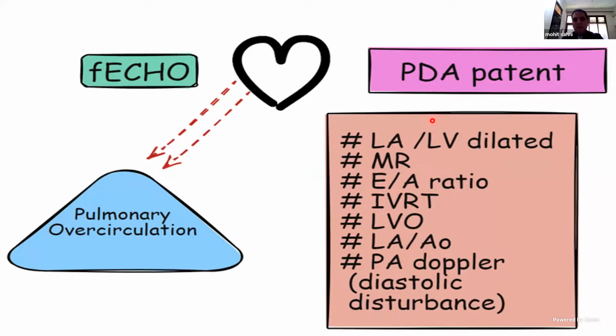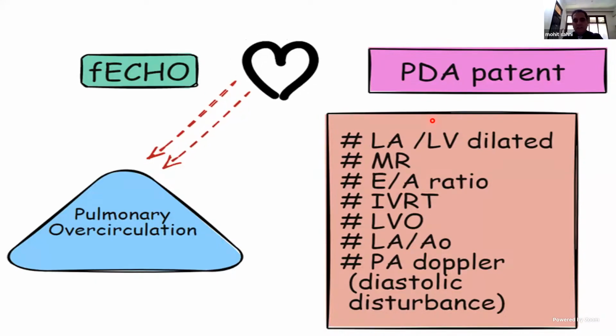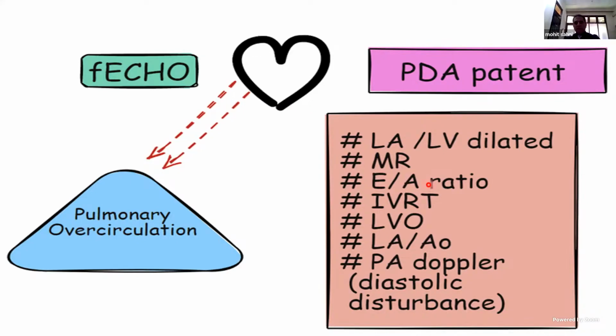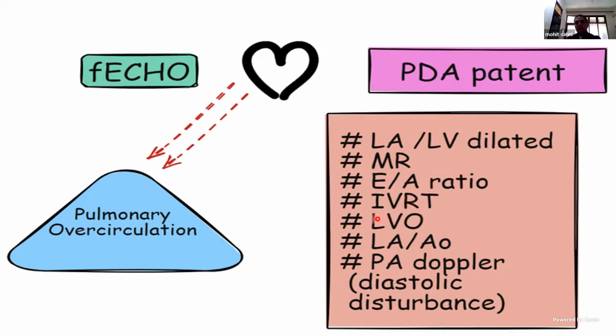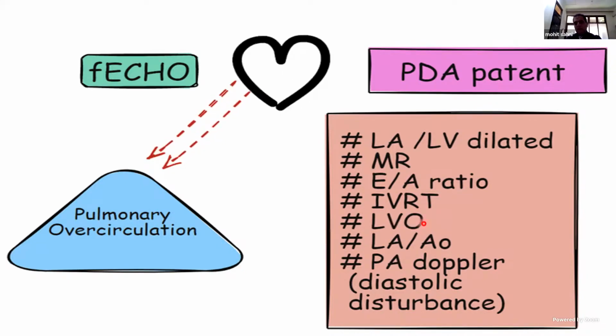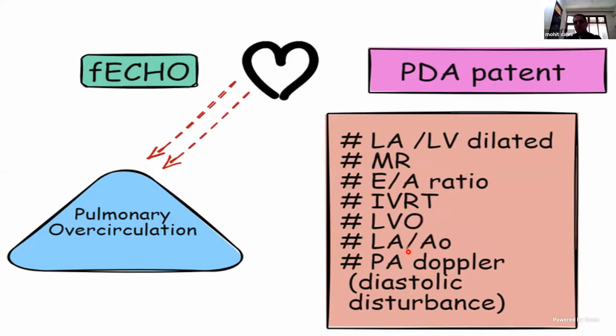Next, I will put color on the mitral valve and look for mitral regurgitation, MR. Then we do an inflow from the mitral valve with pulse wave Doppler and check the E by A ratio. What the E by A ratio is, I will discuss. Then we do IVRT, isovolumetric relaxation time. We calculate the left ventricular output, LVO, that is how much volume has been passed out. Then in the parasternal long axis, we do the LA by Ao ratio. We also look at the pulmonary artery Dopplers for the end-diastolic disturbance velocity. The more flow from the duct into the pulmonary artery, the more diastolic disturbance in the pulmonary artery.